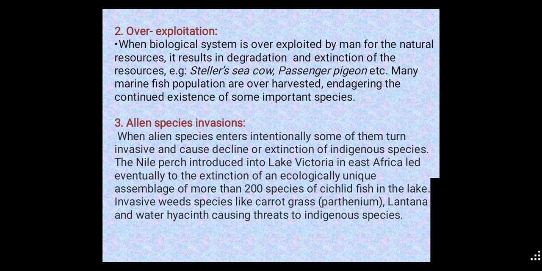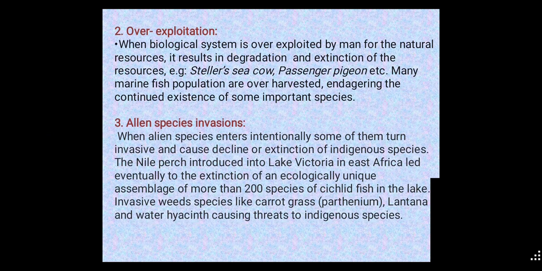Second is overexploitation. This is also one of the causes of biodiversity loss. When a biological system is overexploited by man for natural resources, it results in degradation and extinction of the resources. Examples are the Steller's sea cow and the passenger pigeon. Many marine fish populations are over-harvested, endangering some important species.